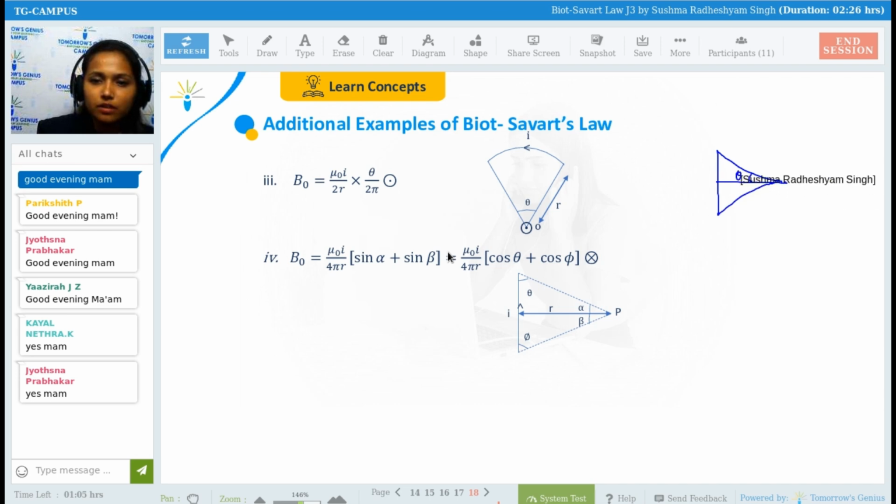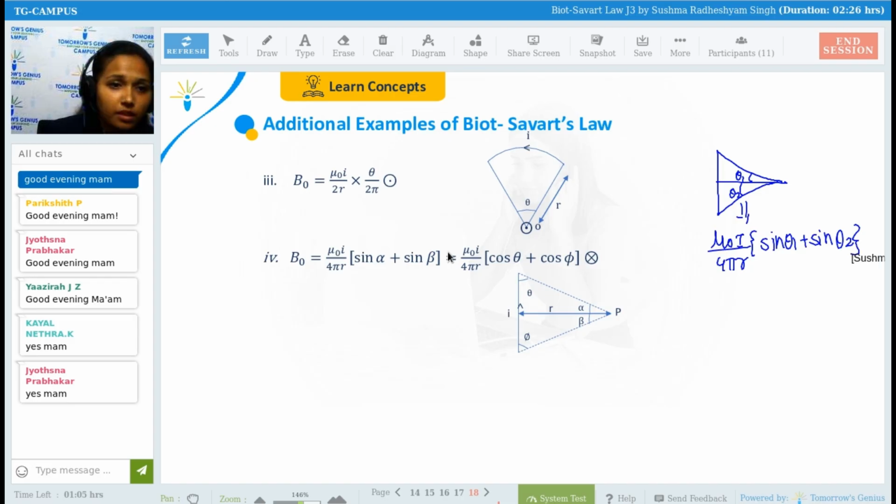This is your theta 1 and this is your theta 2. So for that purpose, you write the formula mu naught I upon 4 pi r, sine theta 1 plus sine theta 2. Right? Instead of a sine theta, if we want a cos term, at that time we consider theta here. Let's see. In this scenario, we take alpha and beta here.